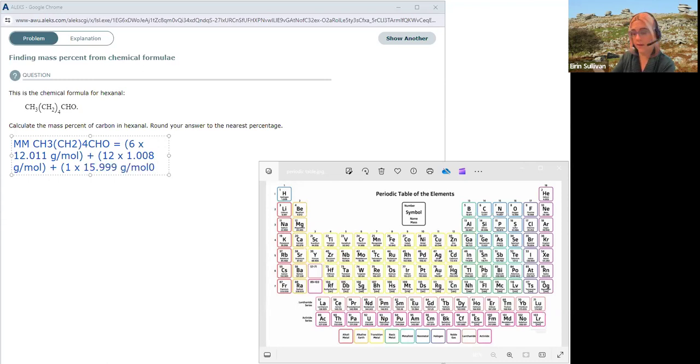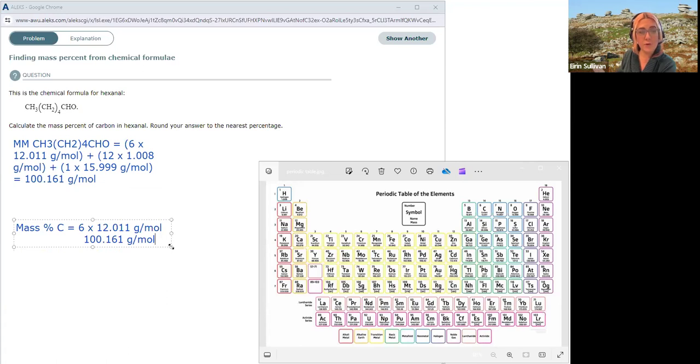So we'll add those all together to get our molar mass of our hexanal, which should be 6 times 12.011, plus 12 times 1.008, plus 15.999. Play along if you like. That gives me 100.161 grams per mole. So to get the mass percent of carbon, we are going to want to have the number of carbon atoms in the formula in total, which is 6, times the molar mass of carbon, which is 12.011 grams per mole, divided by the molar mass of the entire compound, so 100.161 grams per mole.